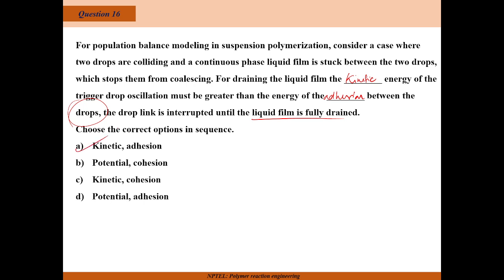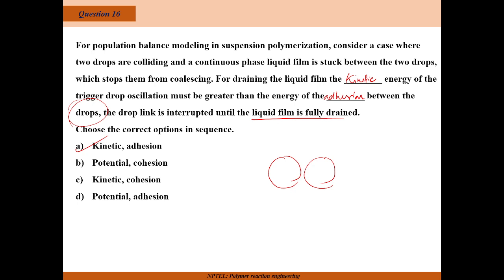One thing, in this question, the liquid film is fully drained. What does that line mean? For a population balance model in suspension polymerization, consider a case where two drops are colliding and a continuous space is formed between the two drops, which stops them from coalescing. For draining the liquid from the liquid film, it is saying that there are two drops, and when they collide with each other, they form some kind of film.